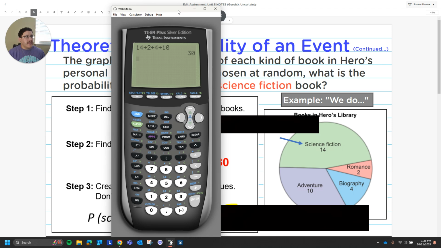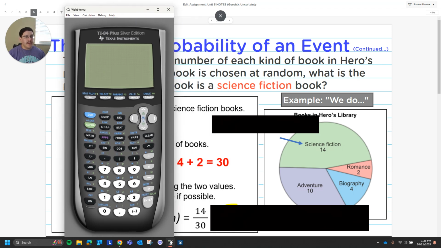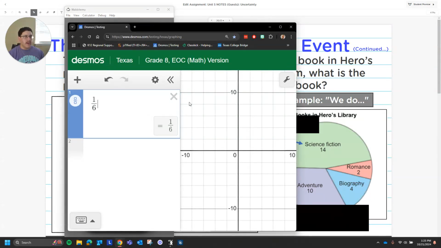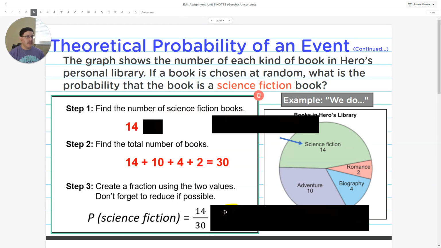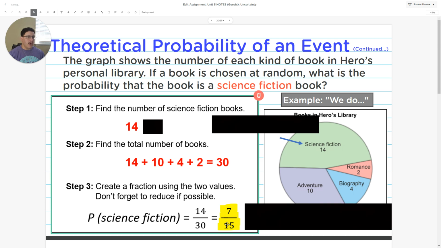Now we're going to plug this into the calculator, to determine whether it can be reduced or not. So 14 divided by 30, math, enter, enter. And it can reduce to a more simplified fraction form of 7 over 15. Same thing if you want to do this using Desmos: 14 divided by 30. Press the fraction circle symbol, and we get a reduced fraction of 7 over 15. So final answer, 7 over 15.